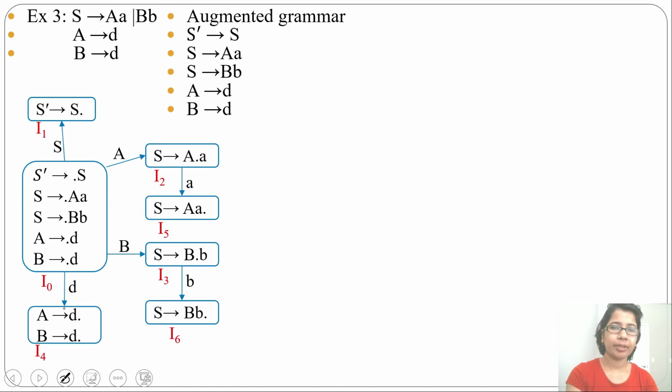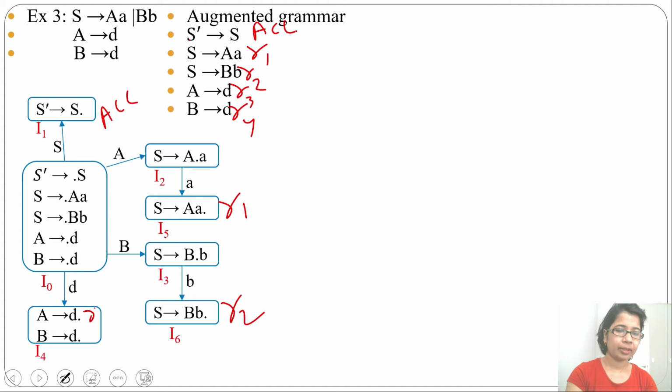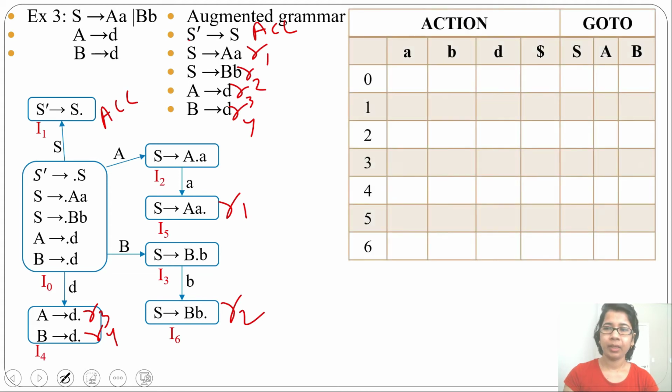Let's assign some reduction numbers: this is R1, this is R2, this is R3 and this is R4. And this augmented production will be accept. Then I5 is R1, I6 is R2, I4 contains R3 plus R4. Now the LR automata is done. Let's create the parse table. There will be two parts. One will be action, another will be goto. Action will contain all the terminals. Terminals are A, B, D with dollar, and goto will contain all the variables.